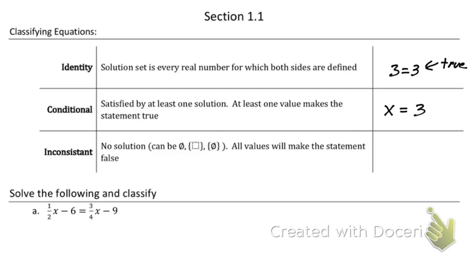Finally, we have inconsistent. That means there's no solution. Nothing will work in it. This will be an untrue statement. It might say something like 3 equals 2. That would be false, so it would be inconsistent. I'm going to talk about inconsistent really quick.